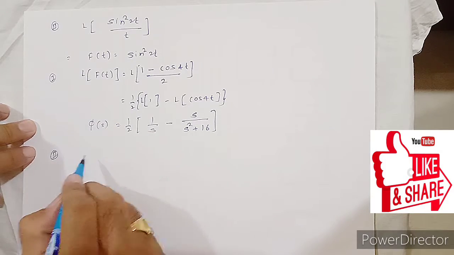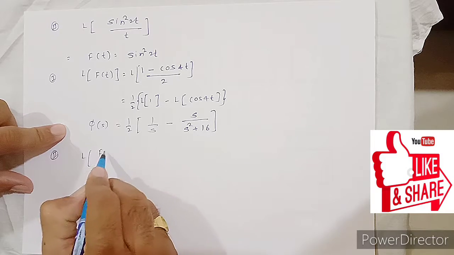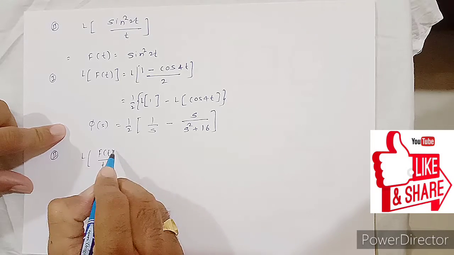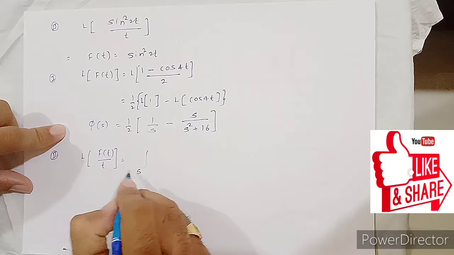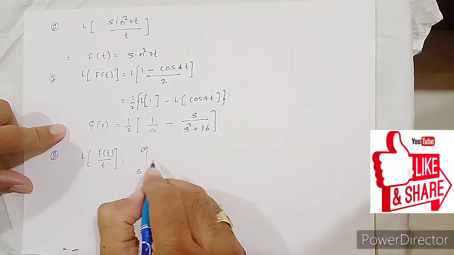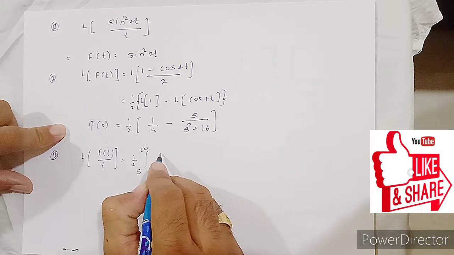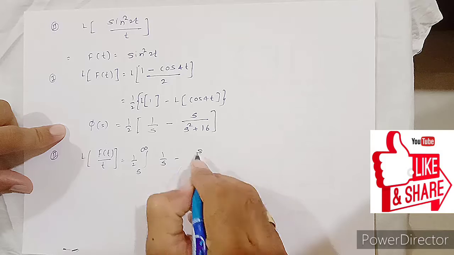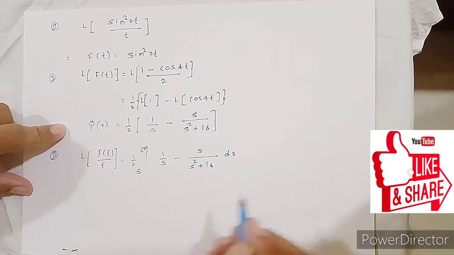Second step is very simple. According to the definition of division by t, when t is divided to the f of t, what we do, we are taking integration s to infinity phi of s. What is the phi of s? 1 upon 2 we can put outside, so 1 upon s minus s upon s square plus 16 ds, right?